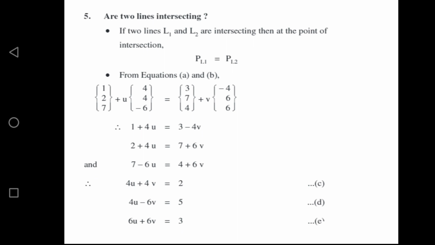So if we equate these two equations, 1, 2, 7 plus u into 4, 4, minus 6 equals 3, 7, 4 plus v into minus 4, 6, 6, and simplify, we get 1 plus 4u equals 3 minus 4v. If we take all the parametric or independent parameters on one side and numerical values on the other side, we have 4u plus 4v equals 2, 4u minus 6v equals 5, and 6u plus 6v equals 3. We just need to find the values of u and v.